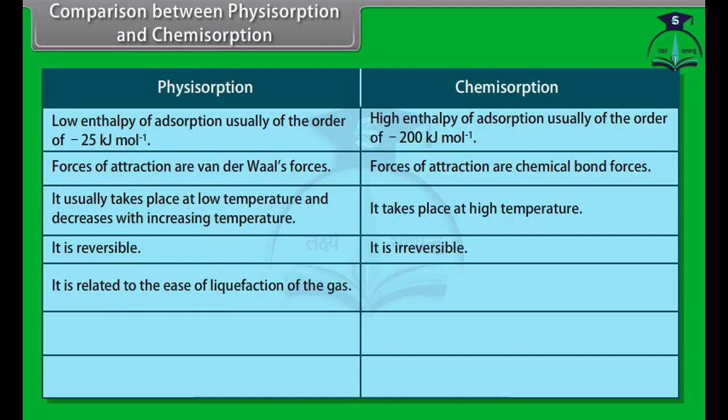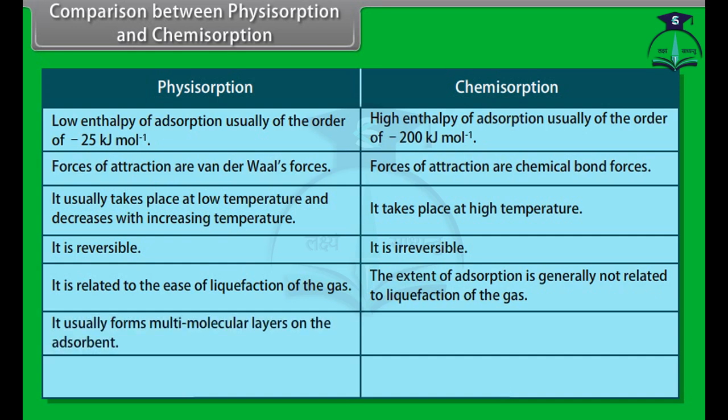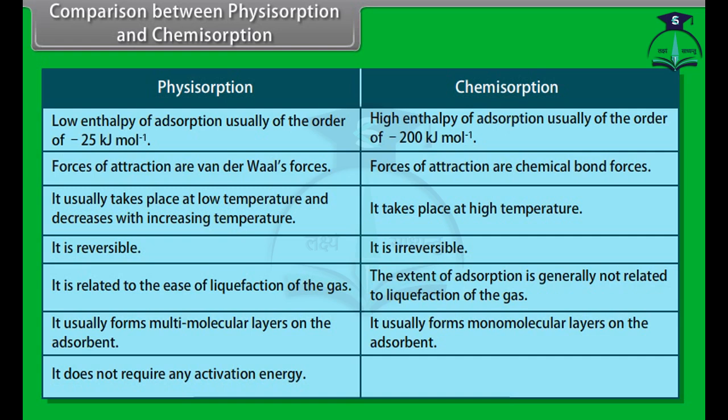Physisorption is related to the ease of liquefaction of the gas, whereas in chemisorption, the extent of adsorption is generally not related to liquefaction of the gas. Physisorption usually forms multimolecular layers on the adsorbent, whereas chemisorption usually forms monomolecular layers on the adsorbent. Physisorption does not require any activation energy, whereas chemisorption requires activation energy.